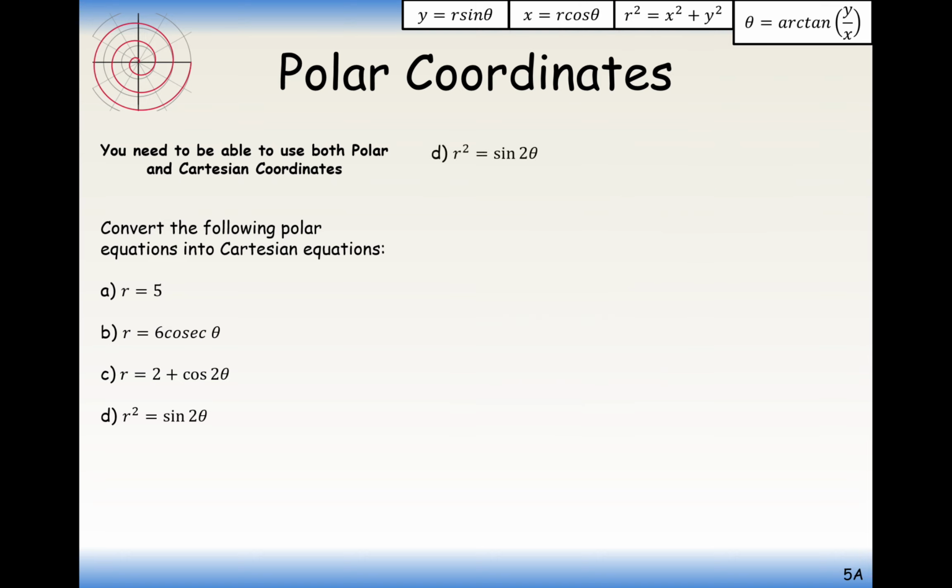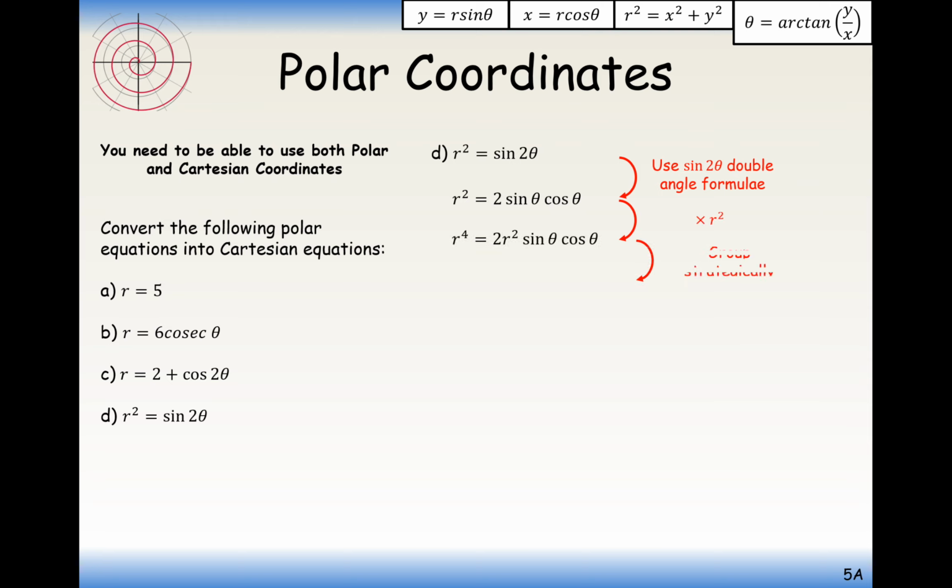And let's move on to the final one then. r squared equals sine 2 theta. So again, in this case, we don't have formulas for double angles, so we'll need to use the double angle formula. That would be 2 sine theta cos theta. Similar to before, I don't have a straightforward formula for just sine theta or just cos theta. It needs to have a multiple of r on it. So I'll multiply both sides by r squared again, so that I can then split the right hand side up into r cos theta and r sine theta. Now I can bring in the letters x and y.